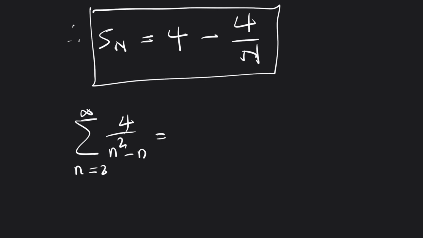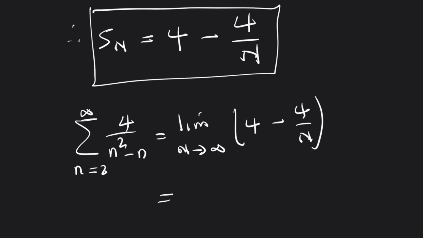Now let us go ahead and find this limit. As N goes to infinity, of 4 minus 4 over capital N. This should be very simple, right? 4 is a constant, minus, as N goes to infinity, this goes to 0. So therefore, the series converges and the sum is 4.